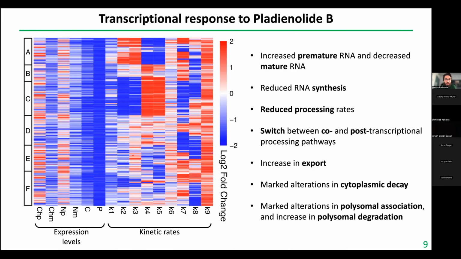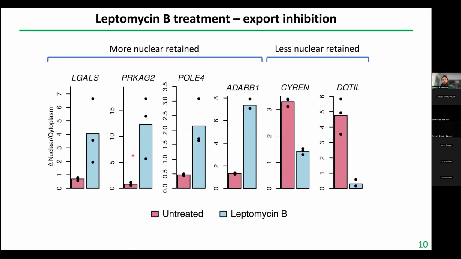Okay, so let's move to the second treatment that we apply to our cells, which is the inhibition of protein export through leptomycin B. Here you see a set of genes that are known to be modulated in terms of export of their transcript in response to the treatment. Specifically, 4 genes whose transcripts are more nuclear retained after leptomycin B treatment, and 2 genes whose transcripts are less nuclear retained. So this is the validation we acquired for our treatment.